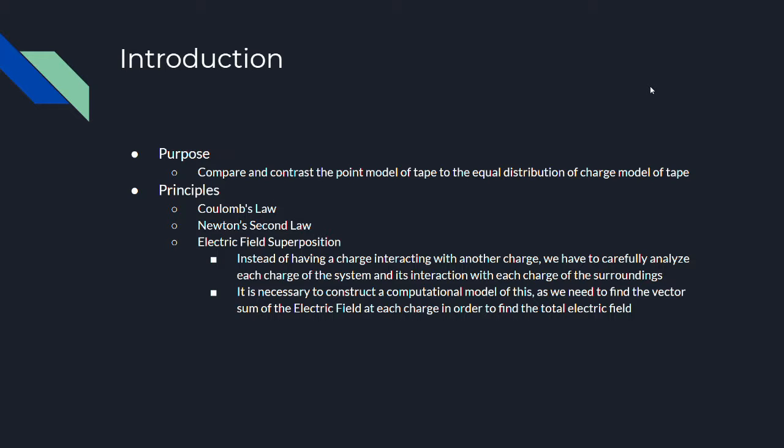And this is the whole reason why we're using a computer model, or at least that is the main focus of this lab, because individually calculating the electrical field at each point along the model of the tape in this lab would be very tedious, because we have to carefully analyze each point charge of the total piece of tape and its interaction with the other point charges on the other pieces of tape. This is also why it's necessary to construct a computational model for this, as we need to find the vector sum at each of these points for each of the points.